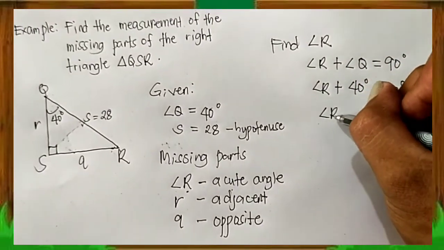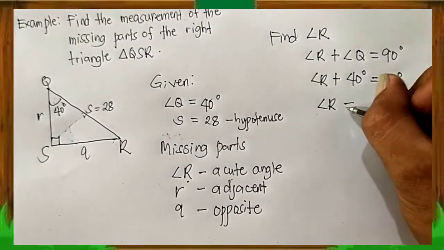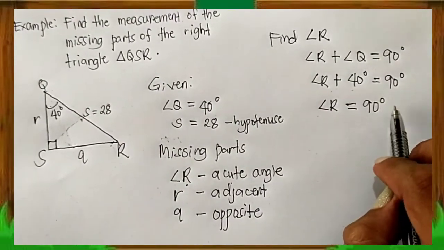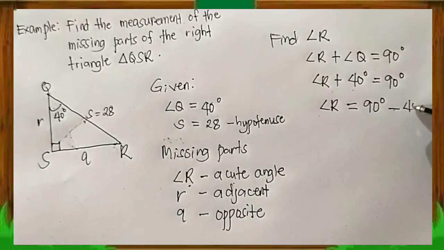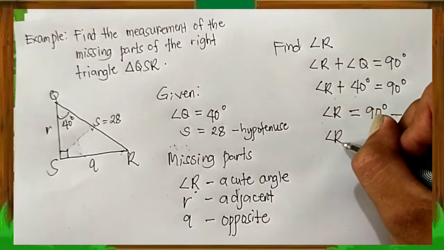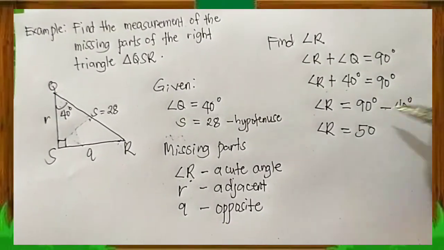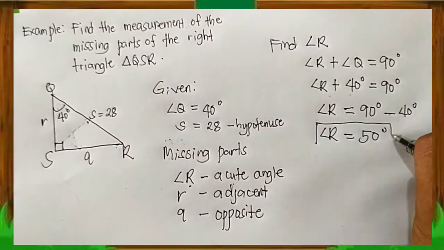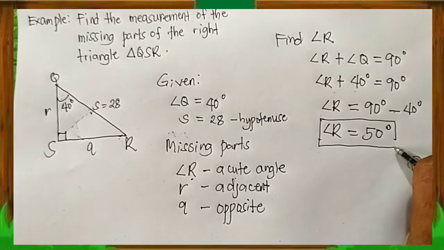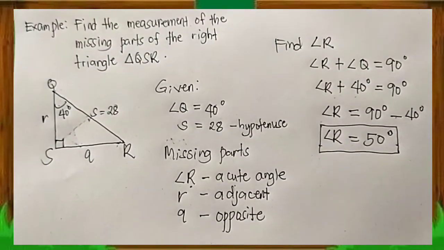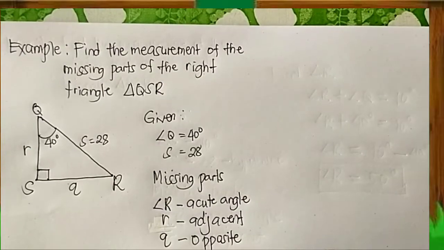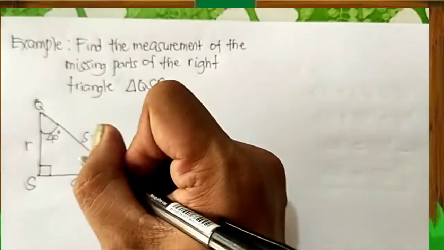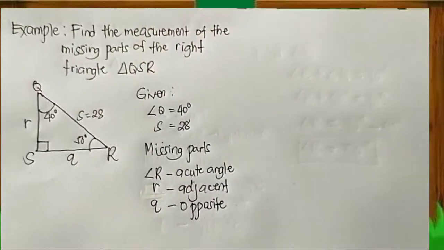Now, to find R, combine like terms. Angle R is equal to 90 degrees. Move positive 40 to the right, it will become negative 40 degrees. So angle R is equal to 90 minus 40, which is 50 degrees. So the measure of the other acute angle, angle R, is equal to 50 degrees. We are done solving angle R.